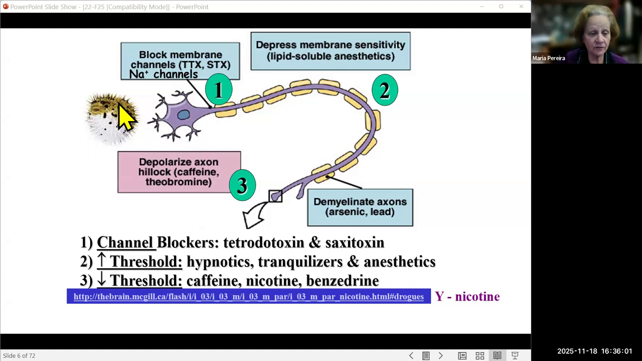And this is a way of the pufferfish surviving, right? They release this toxin and the prey will be paralyzed.